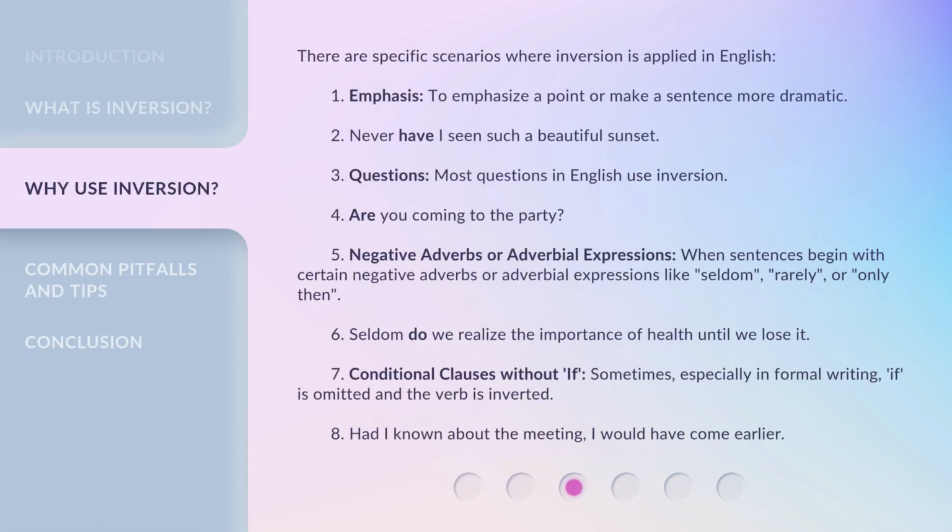There are specific scenarios where inversion is applied in English. 1. Emphasis, to emphasize a point or make a sentence more dramatic. 2. "Never have I seen such a beautiful sunset." 3. Questions. Most questions in English use inversion. 4. "Are you coming to the party?" 5. Negative adverbs or adverbial expressions. When sentences begin with certain negative adverbs or adverbial expressions like seldom, rarely, or only then.